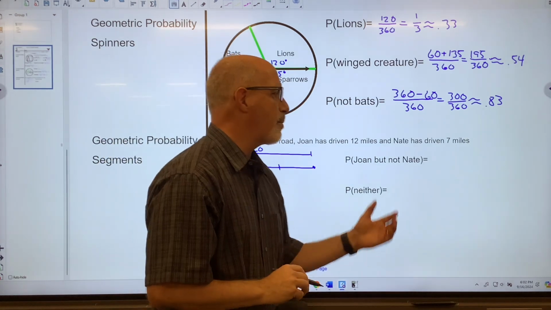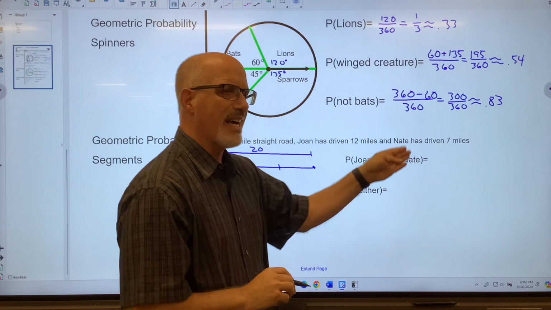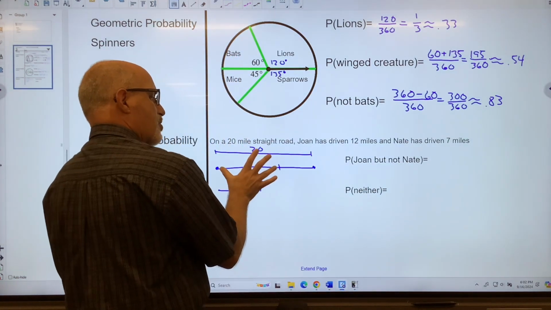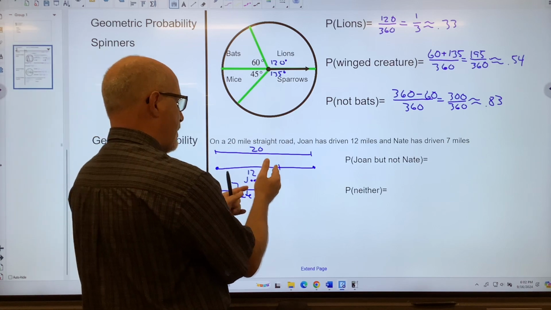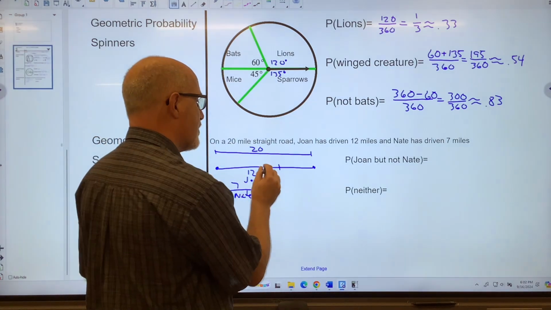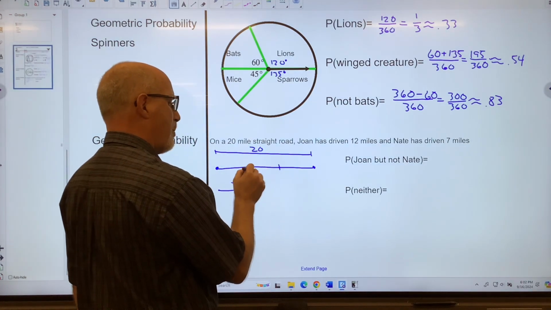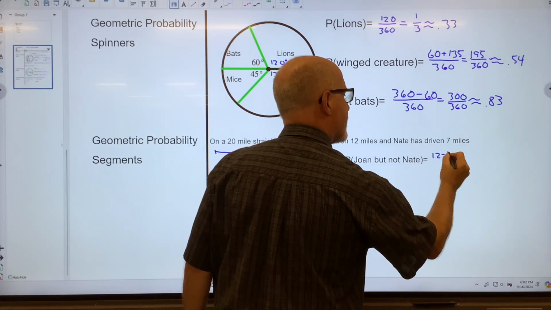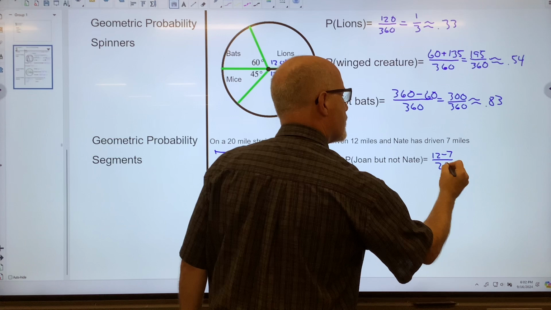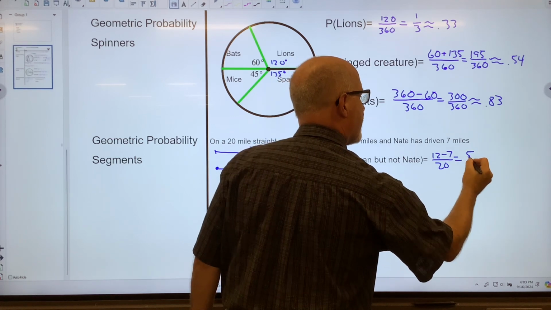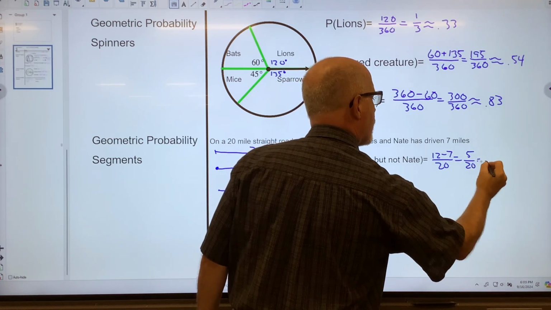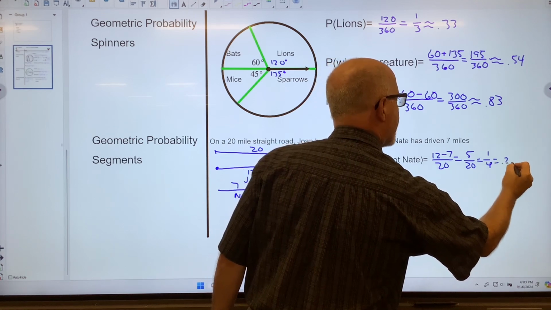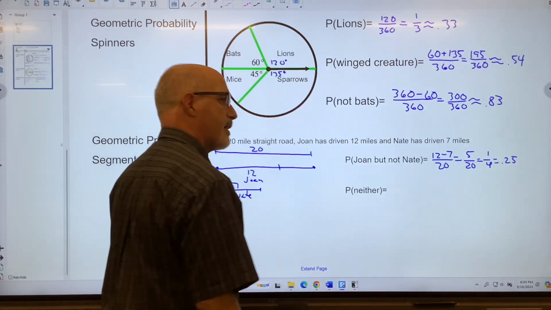Okay, so we want the probability of Joan but not Nate. So that's between these two right here. Falls on Joan would be here in the 12, but Nate takes up 7 of it. So this right here, Joan but not Nate, would be 12 minus the 7 over the total, which is 20. That gives me 5 over 20, which is equal to 1/4, which is equal to 0.25 for my probability.